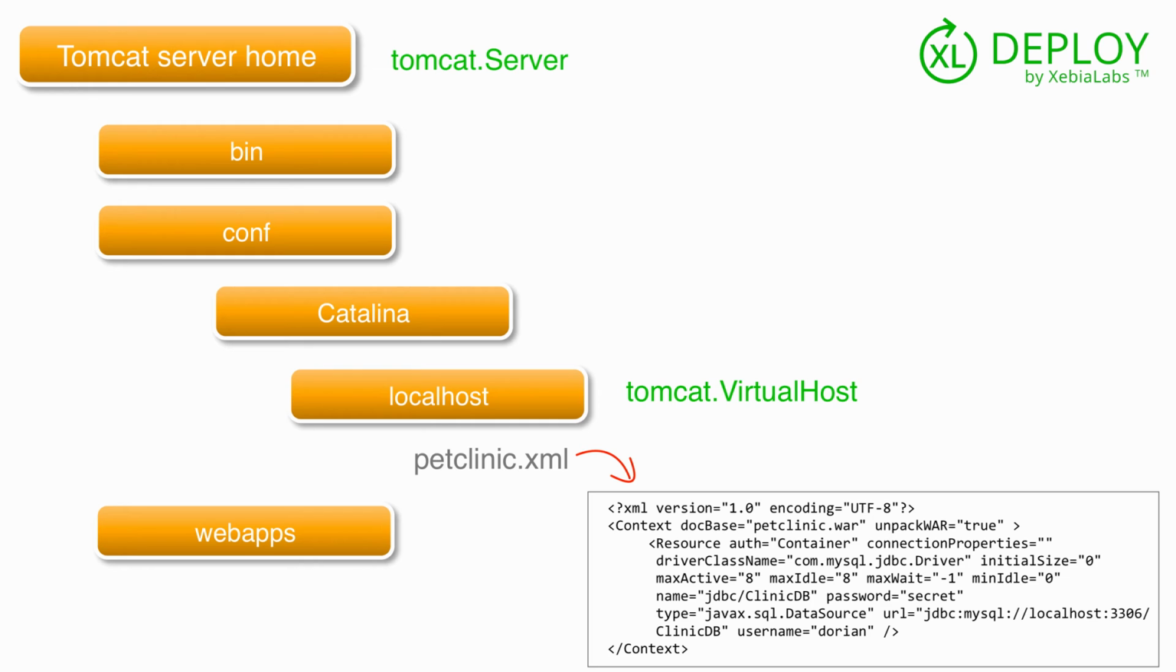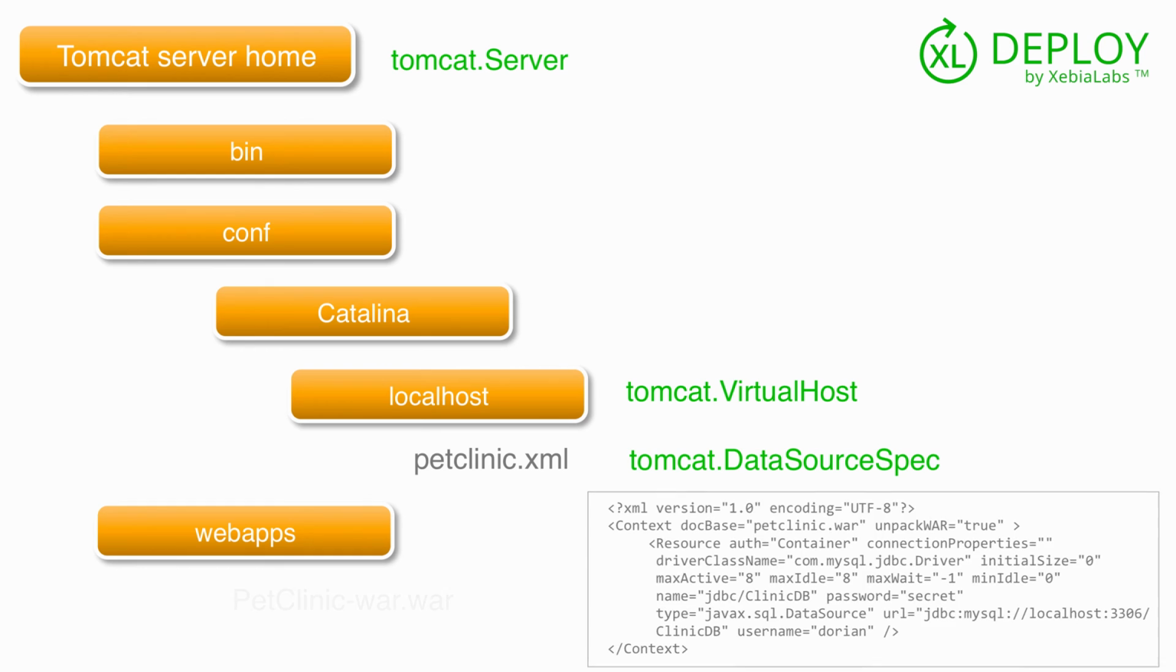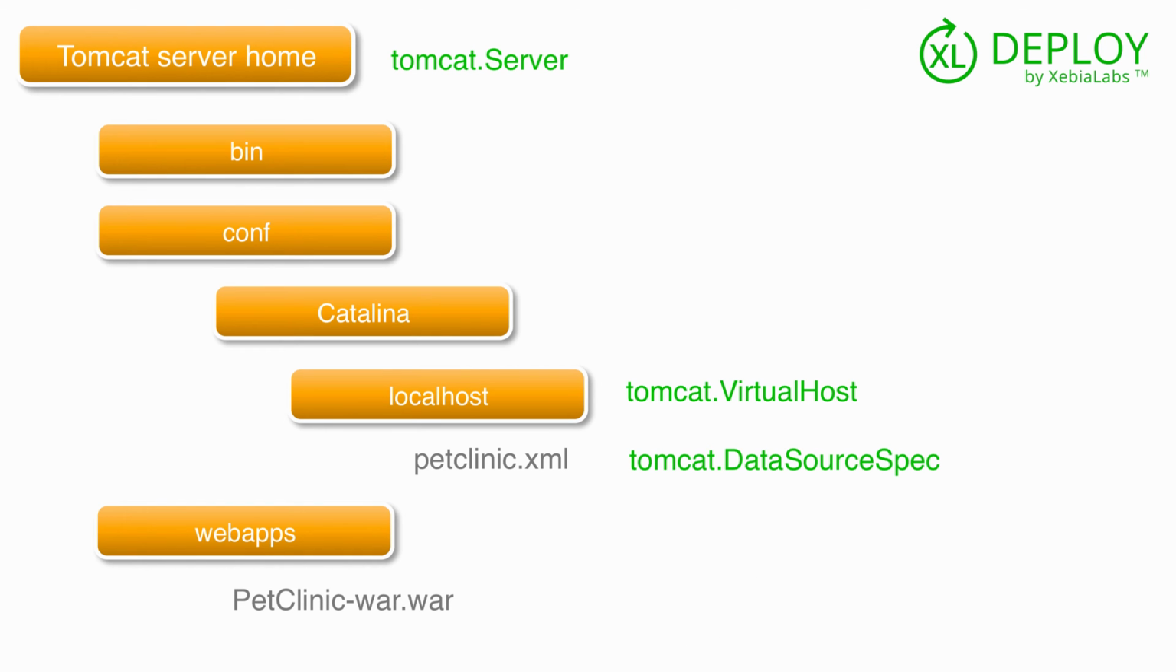This file contains information about application resources. You specify this information when creating resource configuration items in Excel Deploy. While there are several different configuration item types for resources, the most commonly used type is tomcat.datasourcespec. The XML file's name identifies which WAR file it corresponds to. In Tomcat terminology, this is called the application's context root. Excel Deploy copies the WAR file itself to the web apps directory. The configuration item type for a WAR file is tomcat.war.